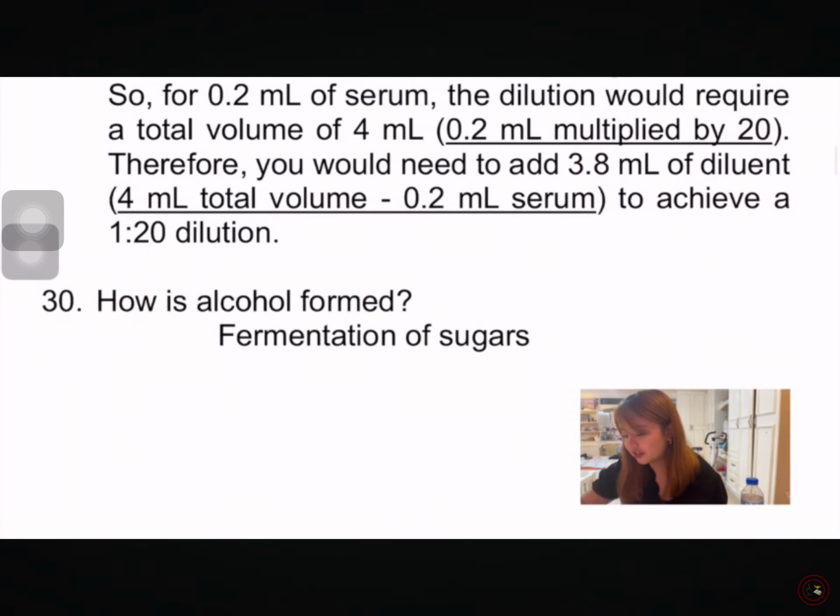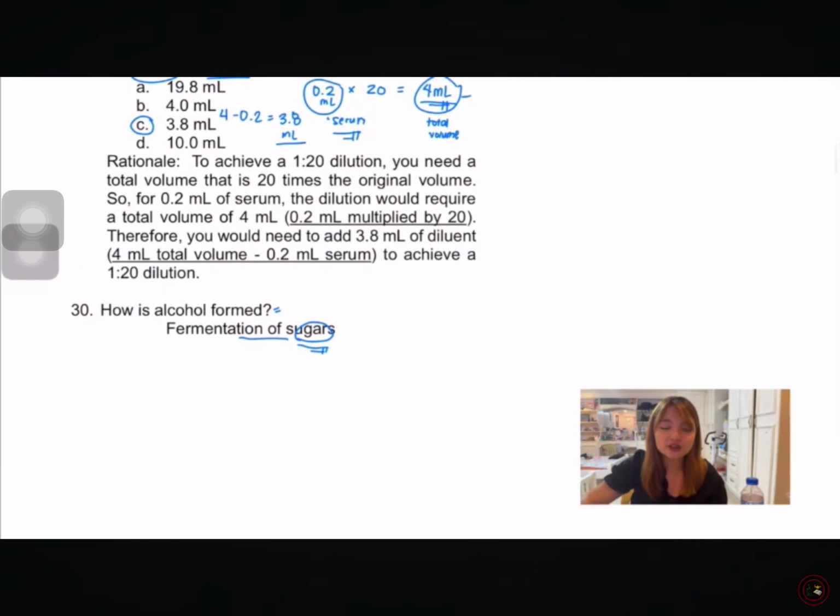And the final question is, how is alcohol formed? Nagtaka rin din ako sa question na to, pero alcohol is usually formed from the fermentation of sugars. So, sugar, if it is fermented, will actually form alcohol. So that's it for our recall questions in clinical chemistry.